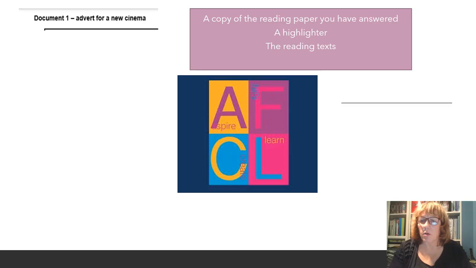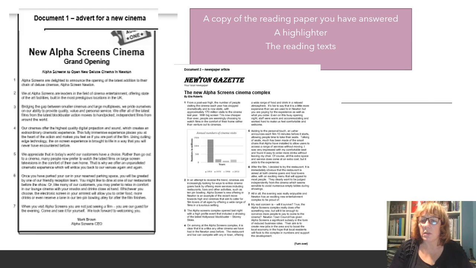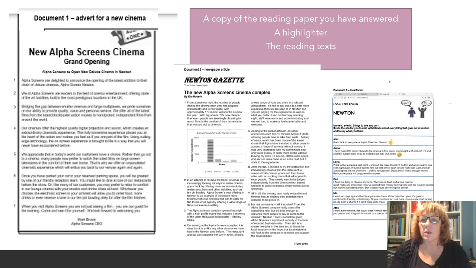Now OCR always tells you what type of text you're looking at. This is really important to remember when you're sitting in that exam. So document 1, we're looking at an advertisement for a new cinema. The second document you should have in front of you is the newspaper article. And the third document should be the local forum.